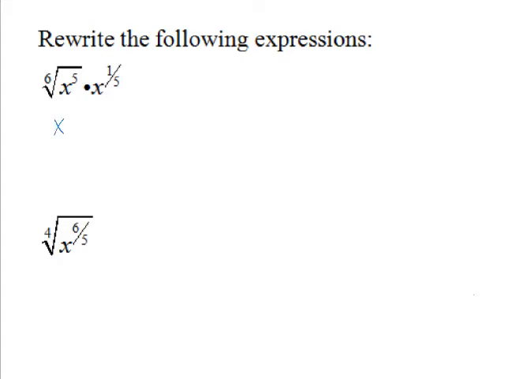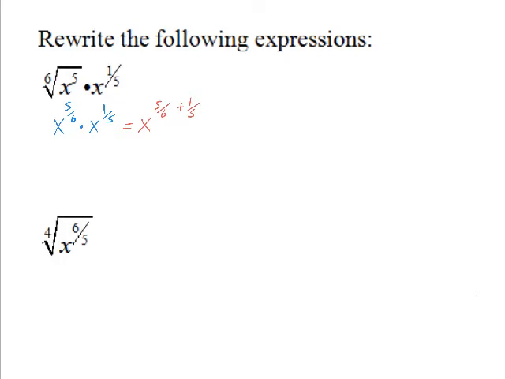So the first one would be x to the 5/6 power times x to the 1/5. Now we can make a comparison. We can put these together and see what they come out to be. Since they both have a base x, you understand, hopefully, that you're going to add the powers. So what we're going to have is x to the 5/6 plus 1/5.